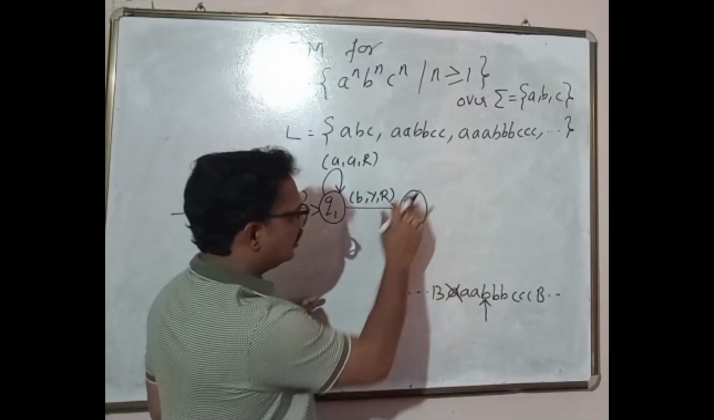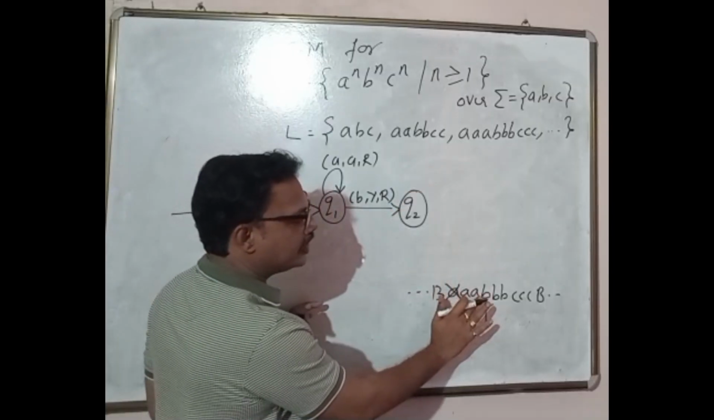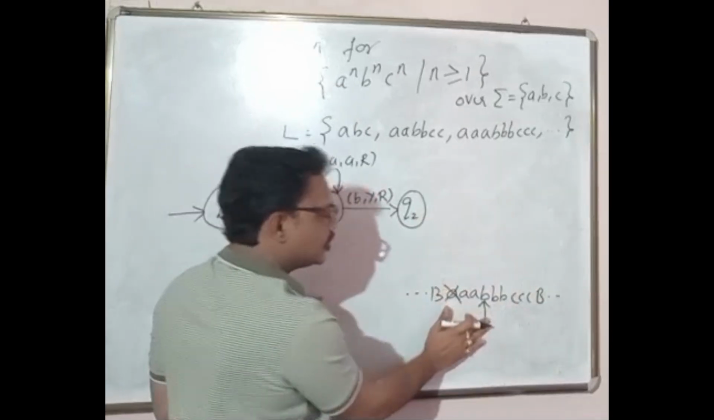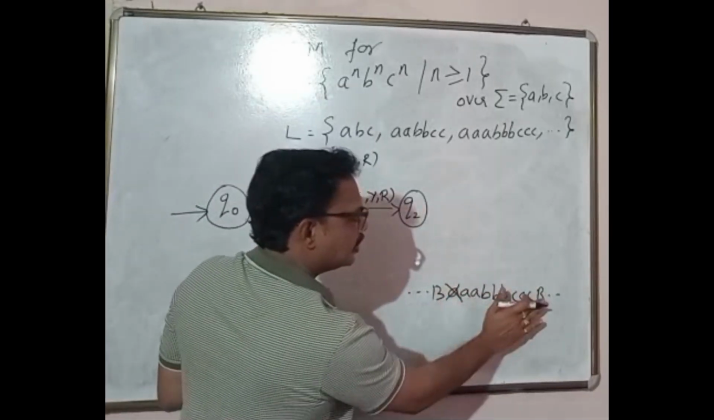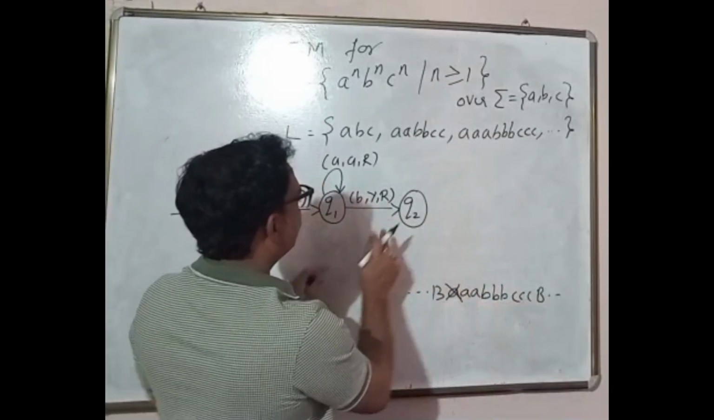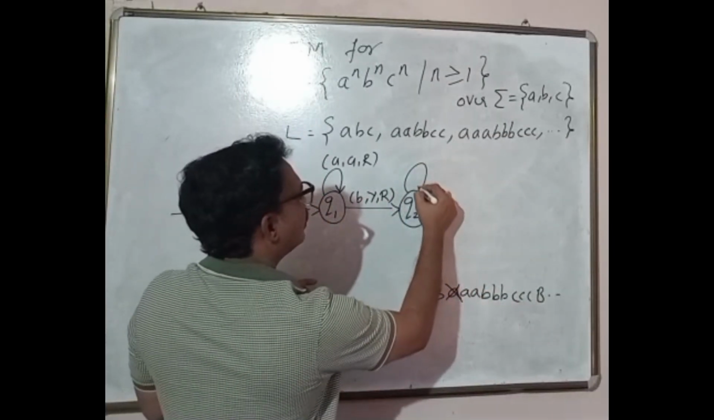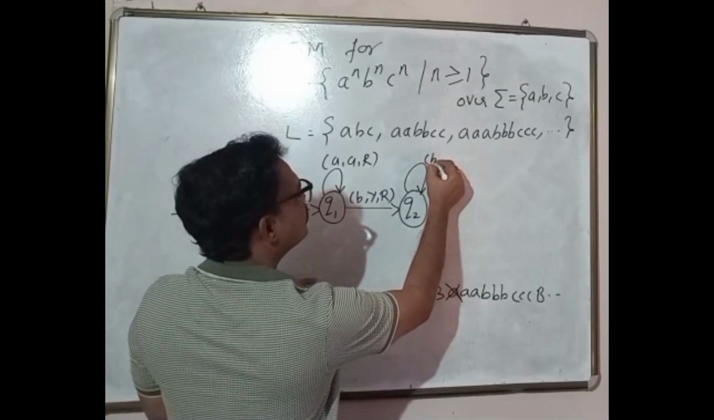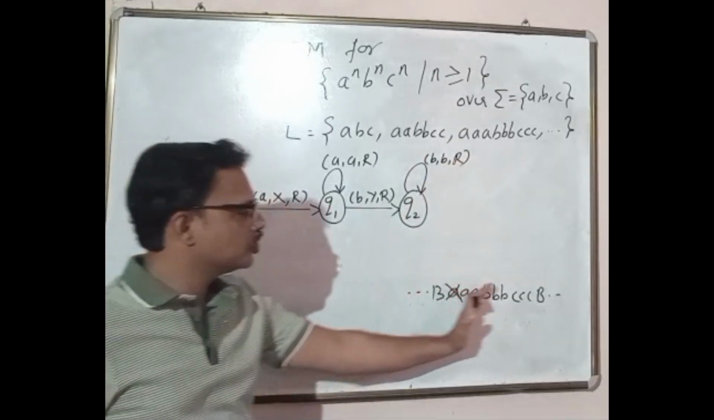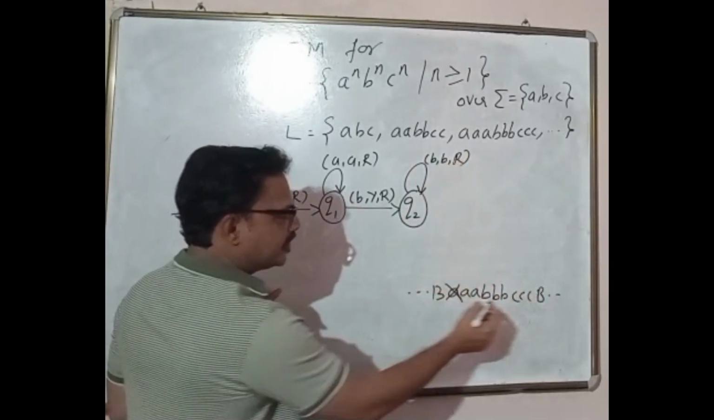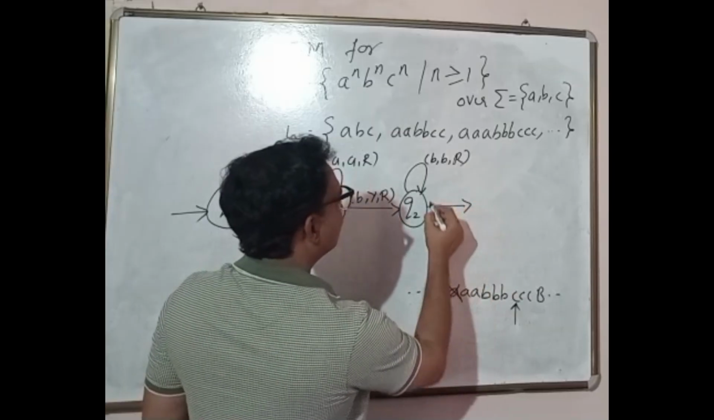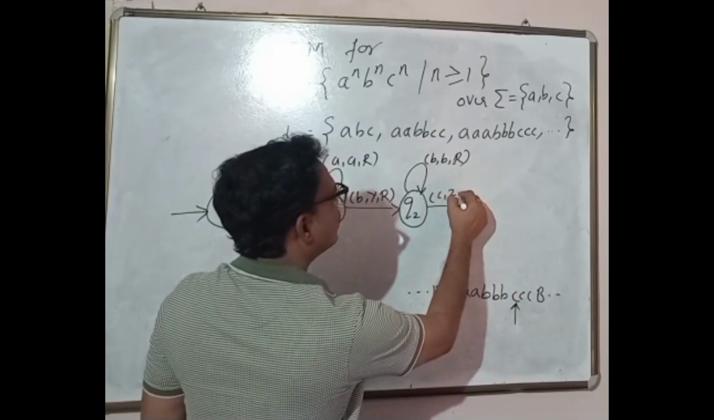Now once again, on Q2, the Turing machine may read any number of B's. The tape head moves to the right. That can be represented like this: B, B, right. So it moves to the right. Now when it comes across C, once again it changes the state. That is C, Z.